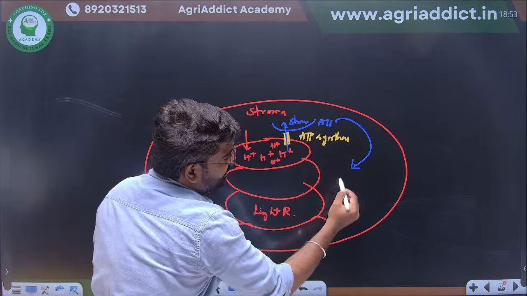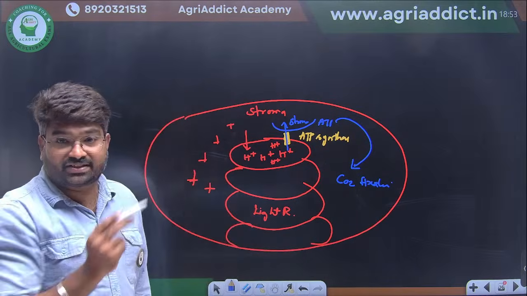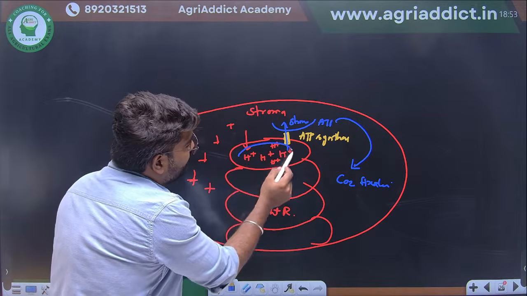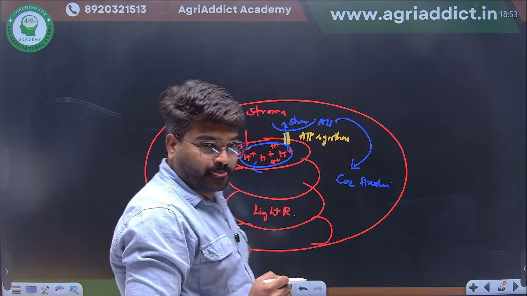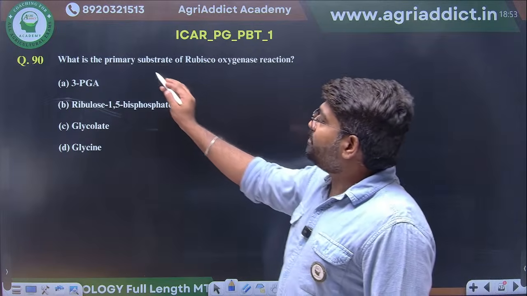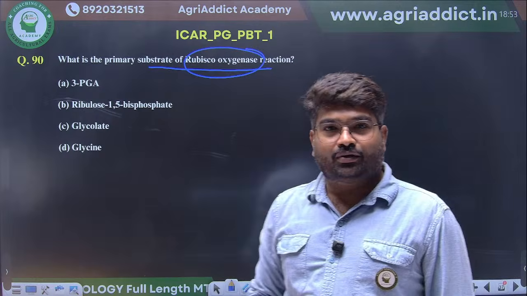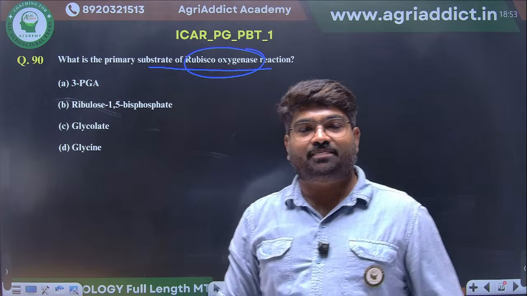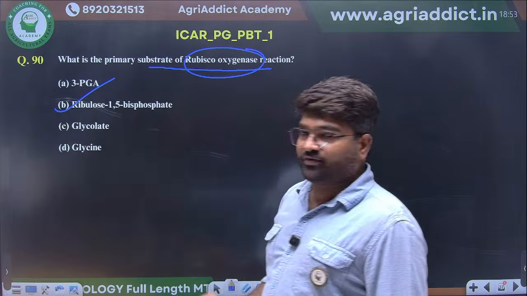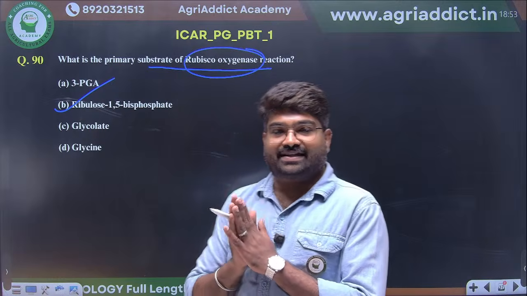This will be utilized in CO2 fixation. Are the concepts clear, students? So during illumination, that means during light, H plus concentration will be more in the lumen compared to the stroma. Next question. Which is the primary substrate for the Rubisco oxygenase reaction? Students, answer please. Yes, Ribulose 1,5 bisphosphate is the right answer for this.